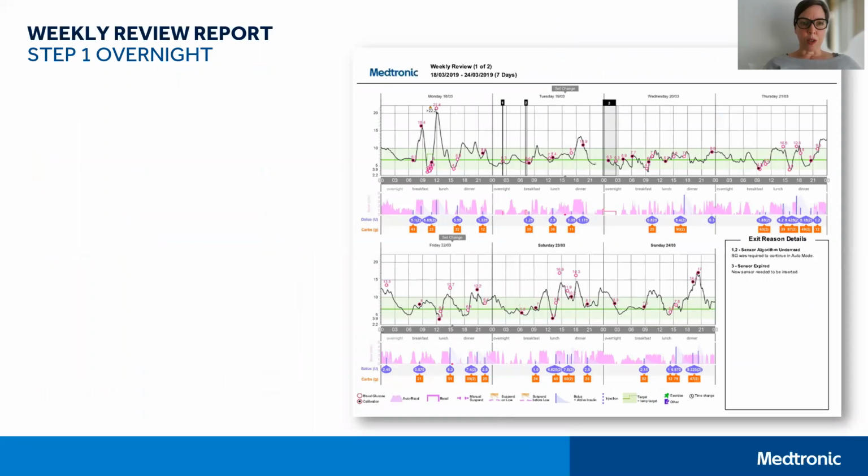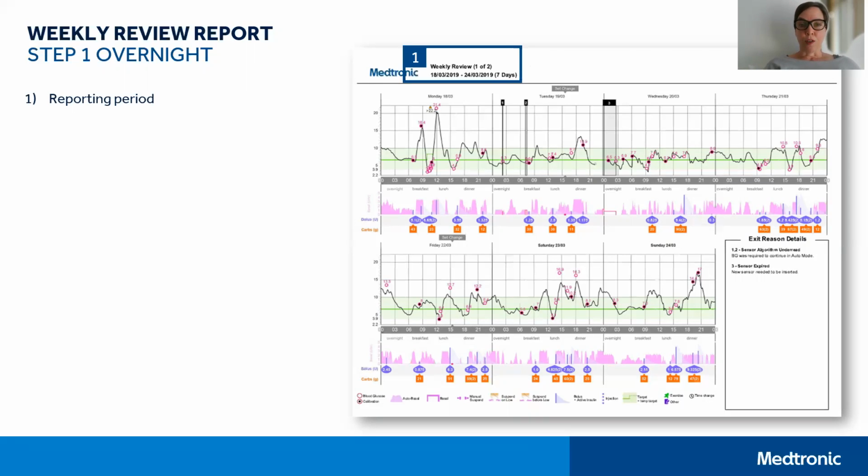The next report I will orient you to is the weekly review report. Now, for some people, this can feel very overwhelming to look at, but I'm going to show you what each of these items are and the best way to use this report. One of the main reasons to use this report, if we're following our CareLink 3-step methodology, is to assess the overnight.